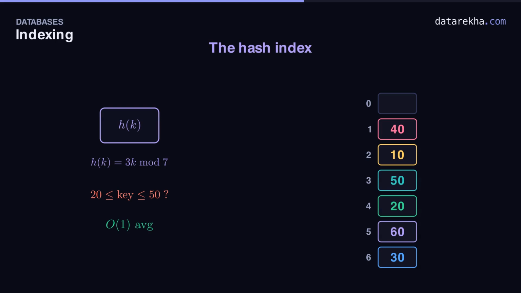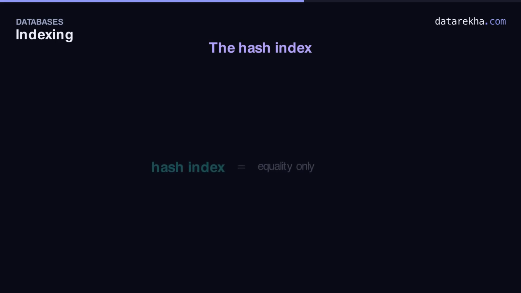Every key between 20 and 50. Here the hash index falls apart. Watch where those keys actually sit. 20, 30, 40, 50. Scattered across buckets 4, 6, 1, and 3, in no order at all. Hashing destroys order. To answer a range, you would have to probe every bucket. A scan in disguise. Hash indexes cannot do ranges or order by, which gives a clean rule.